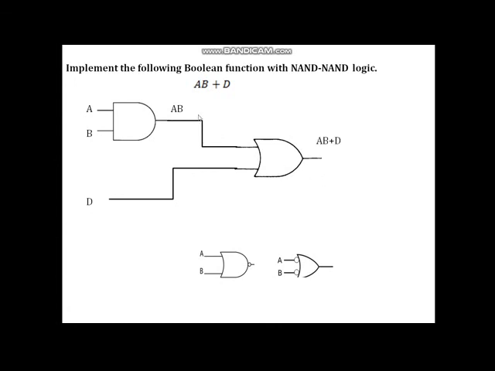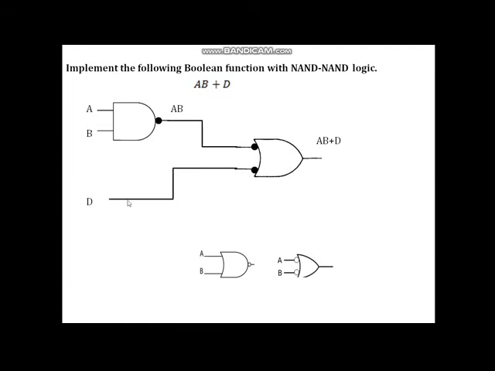Next, this AND gate can be converted into NAND by putting a bubble on the output. So put a bubble. To compensate this bubble, put another bubble on the same line, which is at the input of the OR gate. This OR gate can be converted into a NAND gate if there are bubbles on its inputs. So already there is one bubble. So put another bubble here. To compensate this bubble, put another bubble on the same line.